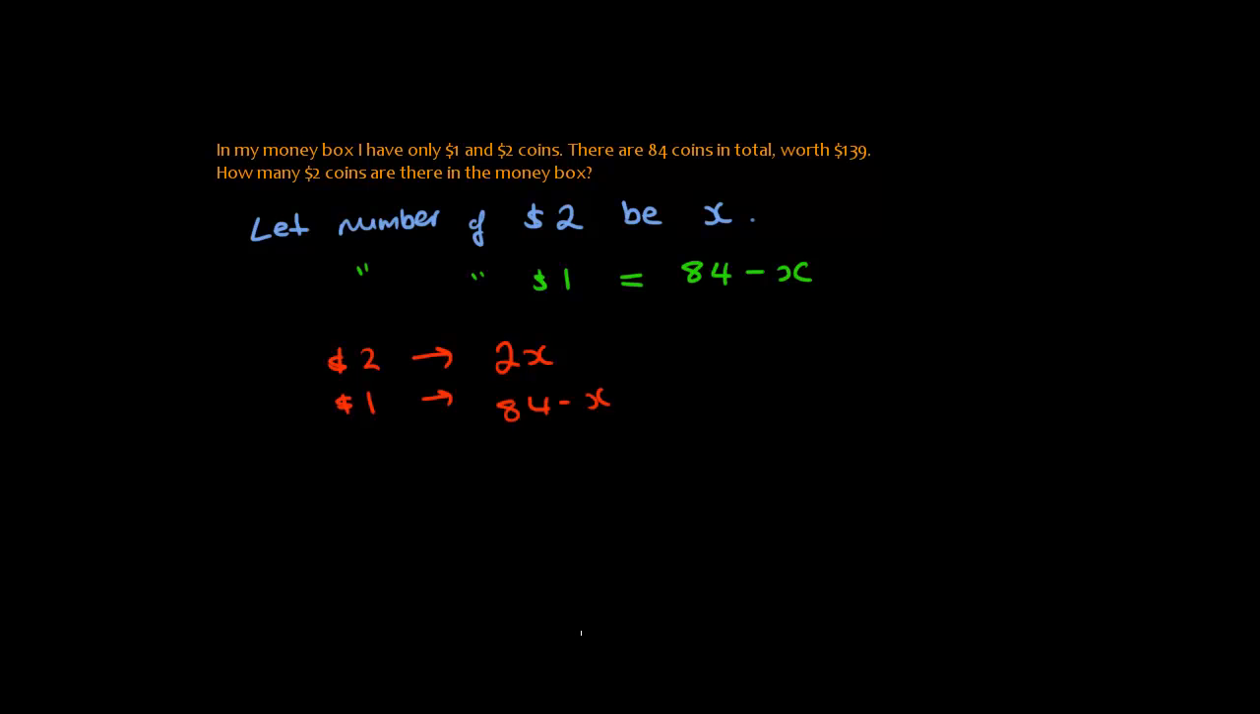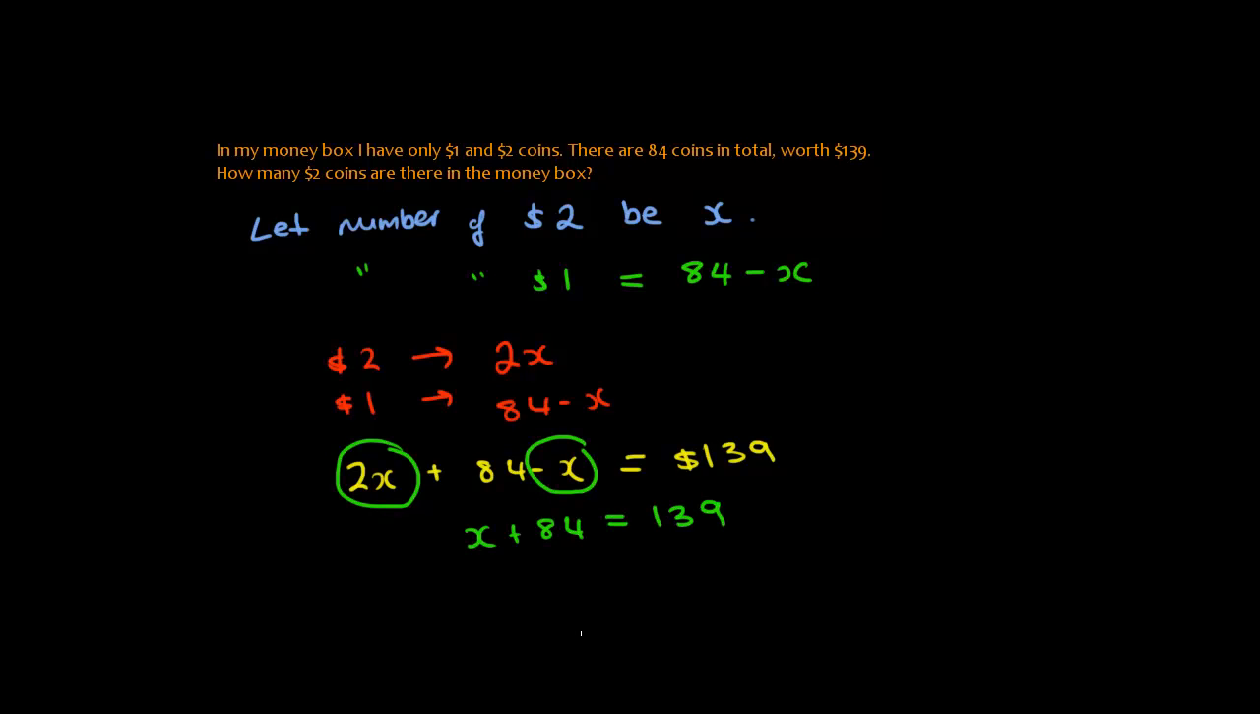Now, I know if I then add these two amounts together, so if I've got my 2 lots of X $2 coins and my 84 take away X lots of $1 coins, they add up to give $139 in total. I've actually come up with an equation here. Let's solve it. 2x minus 1x is just x, plus 84 equals 139. How can I get rid of that plus 84? Well, we take 84 away. So I'm now left with x is equal to 55.